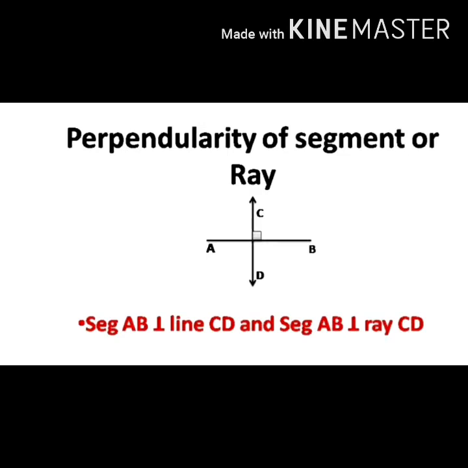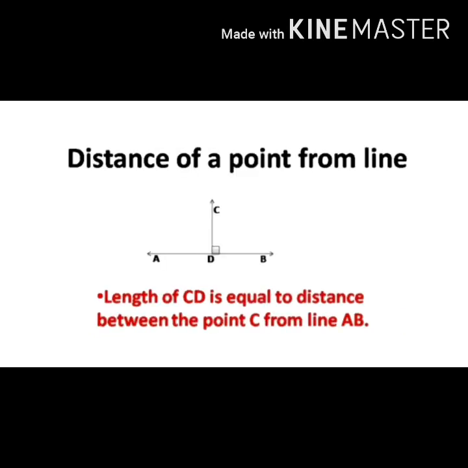Perpendicularity of segments or rays. If the lines containing two segments, two rays, or a ray and a segment are perpendicular to each other, then the two segments, two rays, or the segment and the ray are said to be perpendicular to each other. In the figure, segment AB is perpendicular to line CD, or we can say segment AB is perpendicular to ray CD.